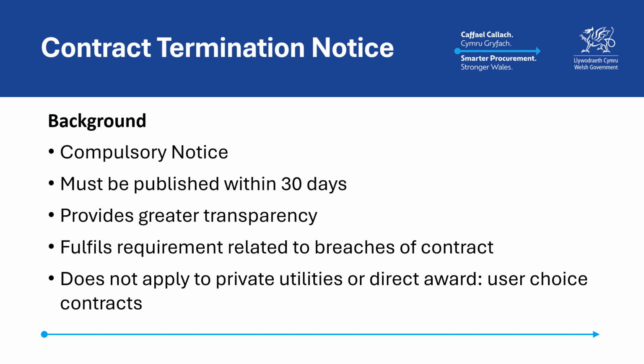The contract termination notice does not apply to private utilities or in relation to direct award user choice contracts. Please refer to Section 41 of the Act and the associated guidance and regulations for more detailed information on these exemptions.